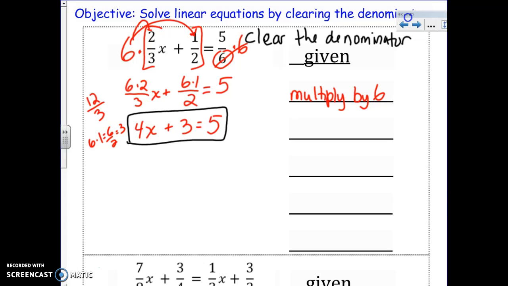I'm actually not going to finish this one because this video is getting kind of long and I want to look at the next one, but you should finish. You would subtract 3 from both sides and then divide by 4.